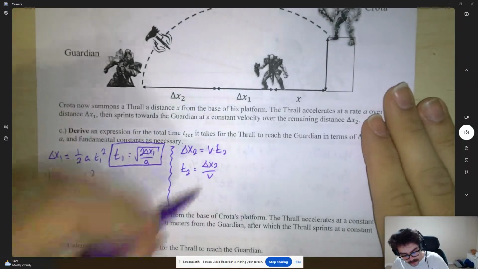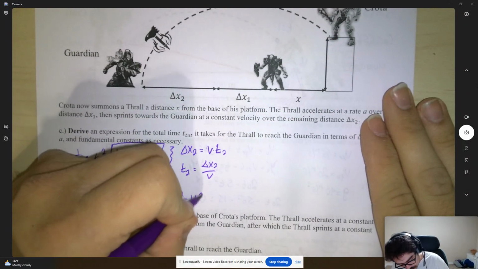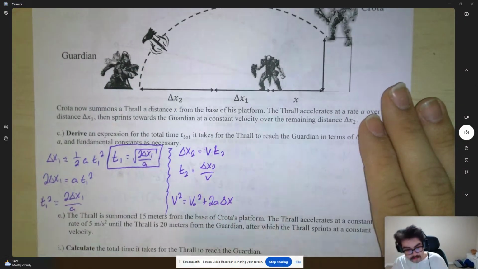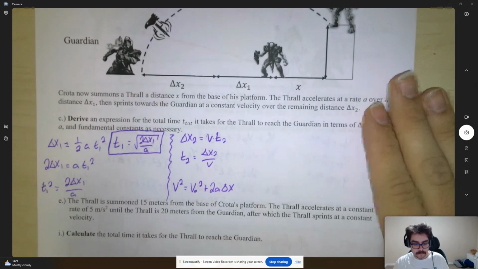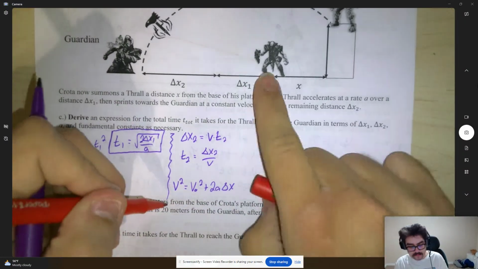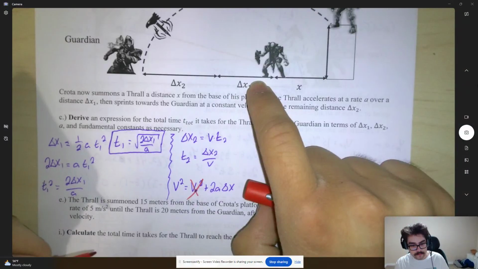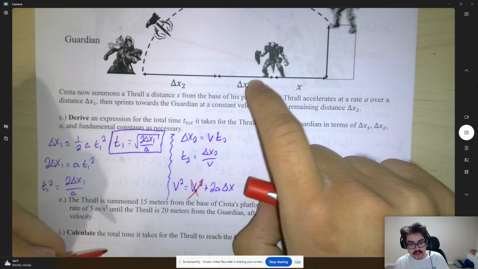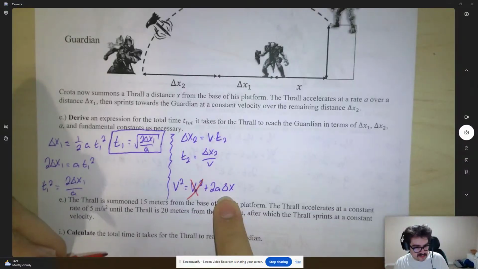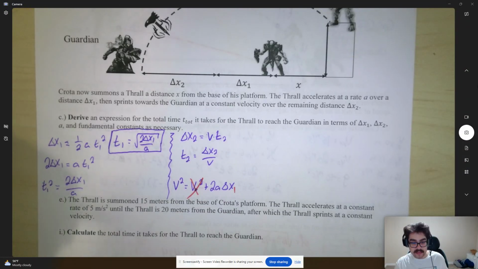So I can say that v squared is equal to v initial squared plus 2a delta x. Well, v initial is 0, because this is the speed at the end of the first segment, so v initial is 0. And then 2a delta x, let's just replace delta x with delta x1, because that's the distance that it accelerated over.